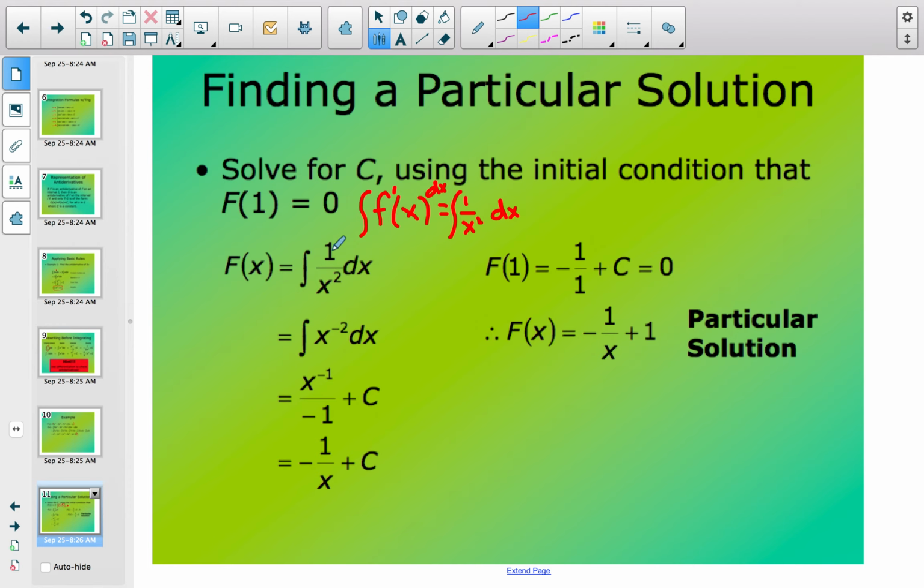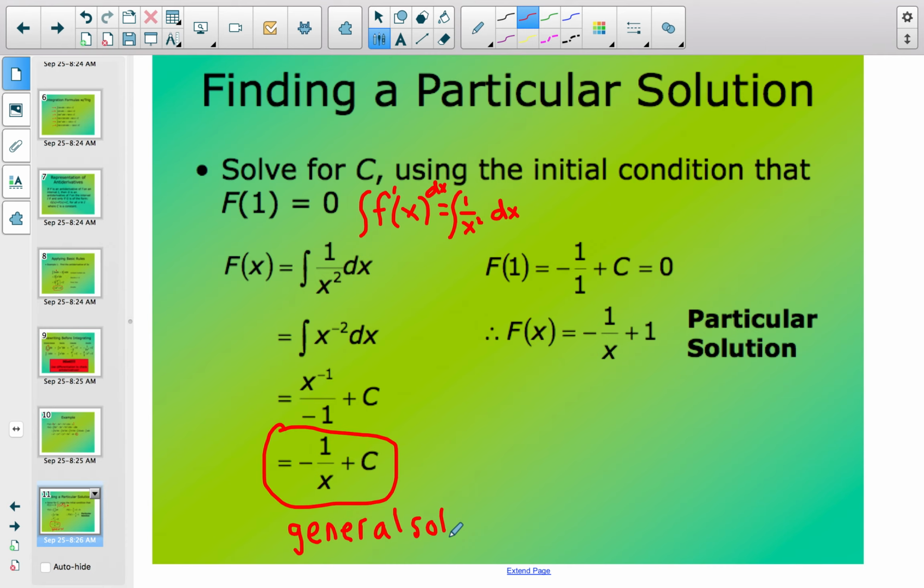Okay? We integrate both sides with respect to x, and then we integrate that. Integrating 1 over x to the second is the same thing as integrating x to the negative second, which is x to the negative 1 over negative 1, or negative 1 over x plus c. Now this is what's called your general solution, right? It's not a particular solution at all. This guy is, in general, your solution because it's got a plus c right there.